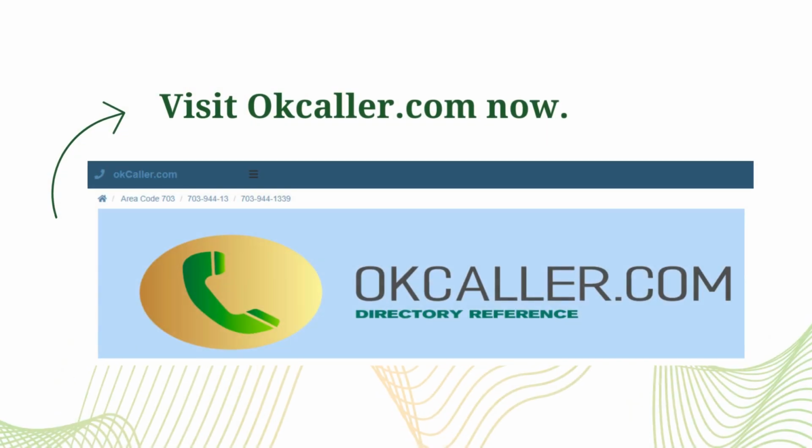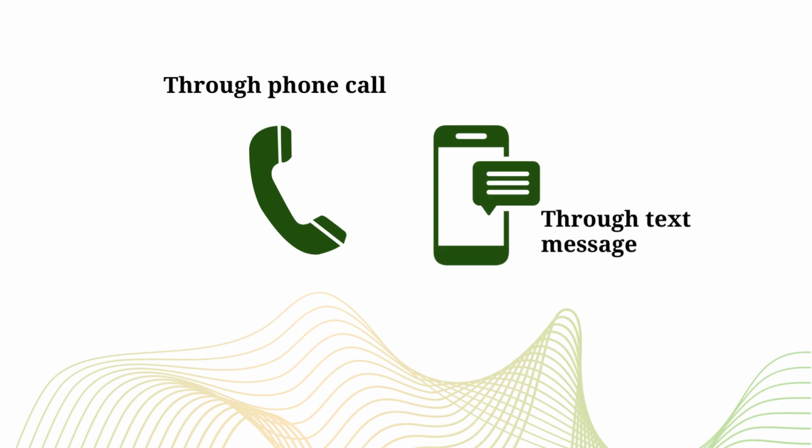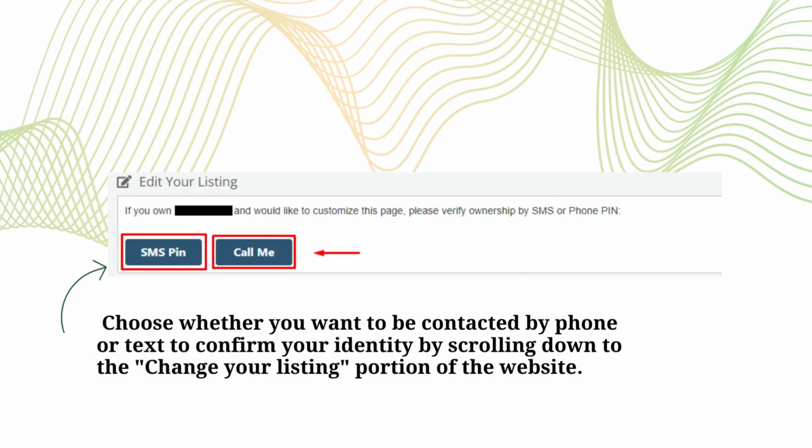Step 1. Visit OkCaller.com now. Second, the OkCaller search bar is where you enter your phone number. Step 3. Choose whether you want to be contacted by phone or text to confirm your identity by scrolling down to the Change Your Listing portion of the website.